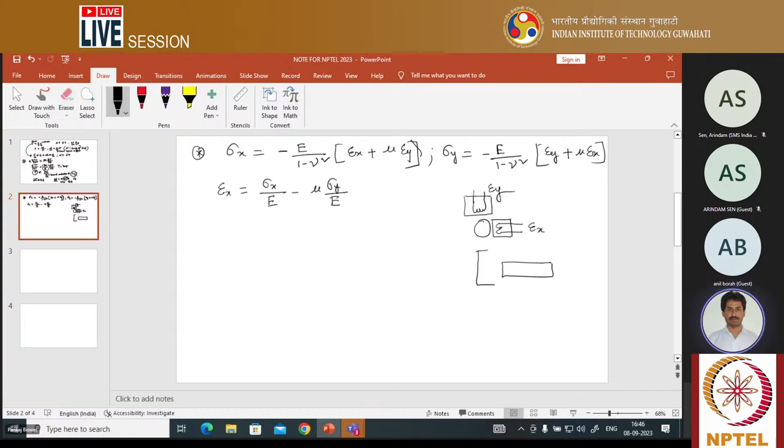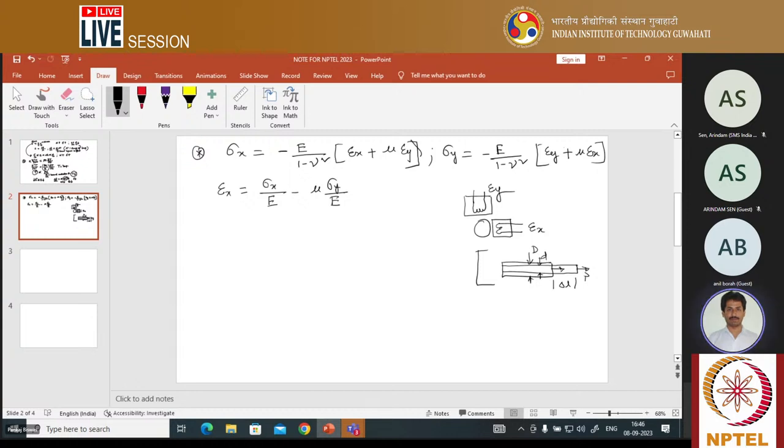If you just apply load here, then this will elongate like this due to the application of force, let's say P. Now you know that in one direction the length is increased. This is delta L, the length is increased. In another direction, generally you can say your diameter, or your cross-sectional width, is decreased. Initially, let's say the width was capital D. After elongation, let's say the width becomes a small d.